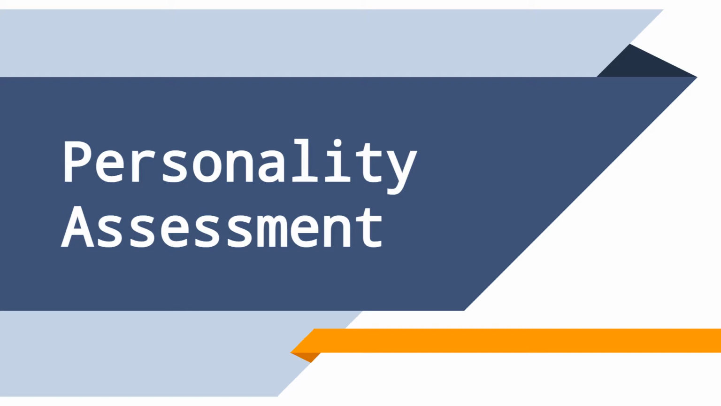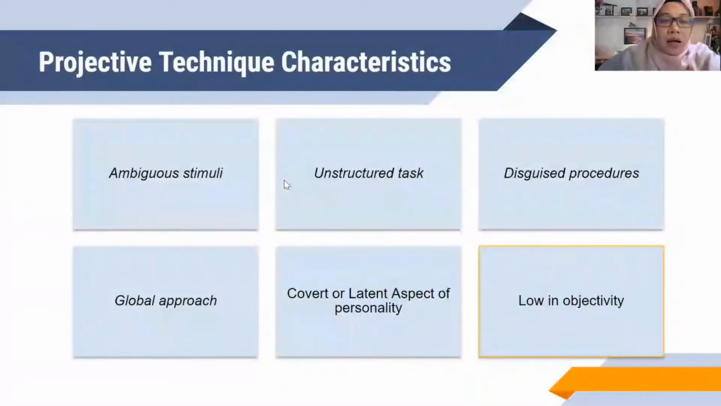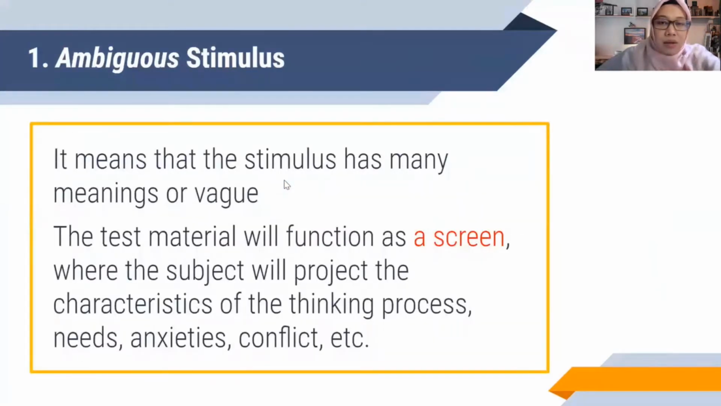Let's start right now. There are six characteristics of these projective techniques. The first one is ambiguous stimuli, unstructured tasks, disguised procedures. Then the global approach, the covert or latent aspect of personality, and the last is low objectivity. Okay, we start with the first characteristic.